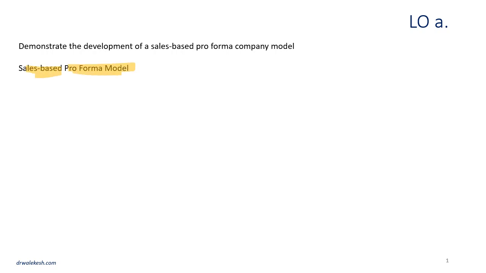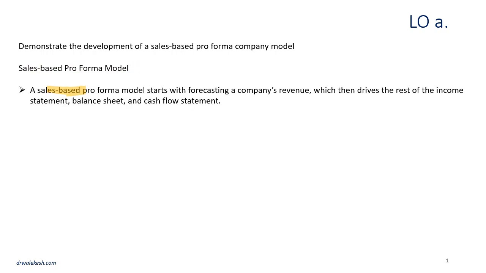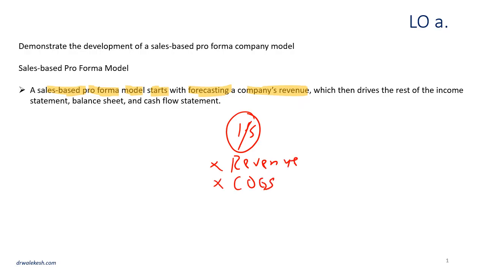Sales-based pro forma model. A sales-based pro forma model starts with forecasting a company's sales, and sales is on the income statement. Once we are done forecasting sales or revenue, then we can go ahead to forecast cost of sales. Some other items on the income statement can also be forecasted. Once we are done forecasting the income statement, the balance sheet items can also be forecasted.